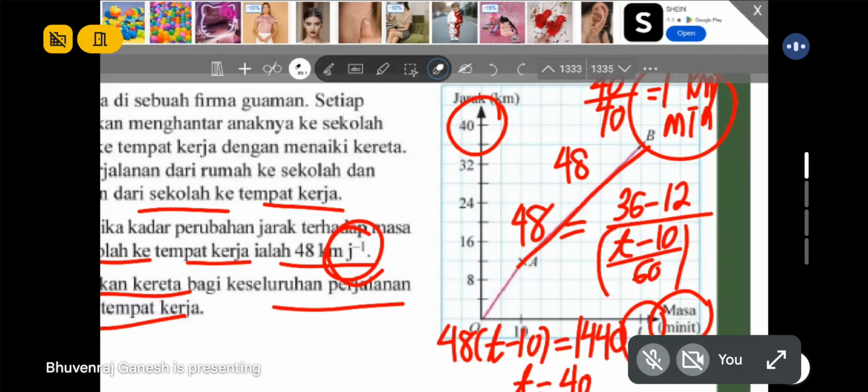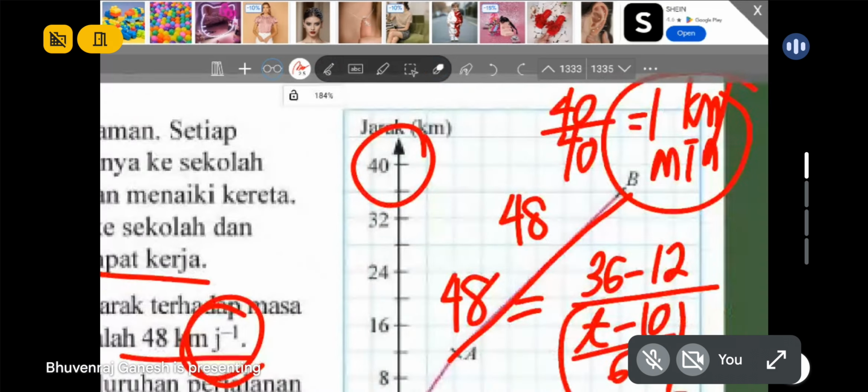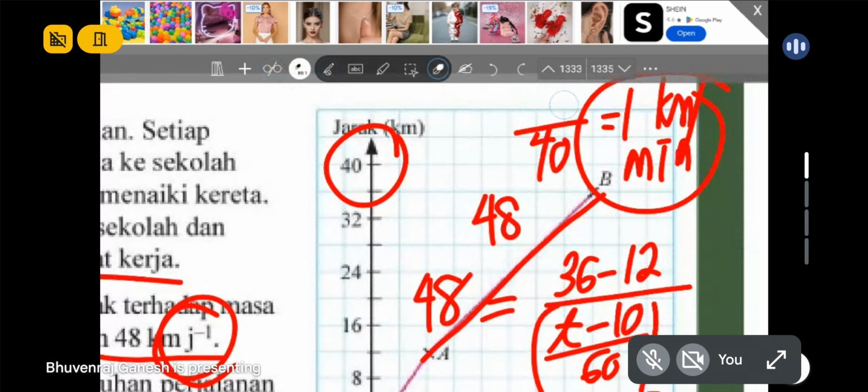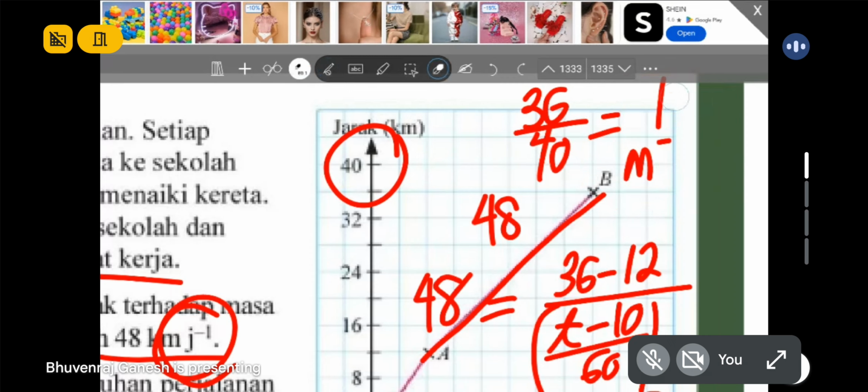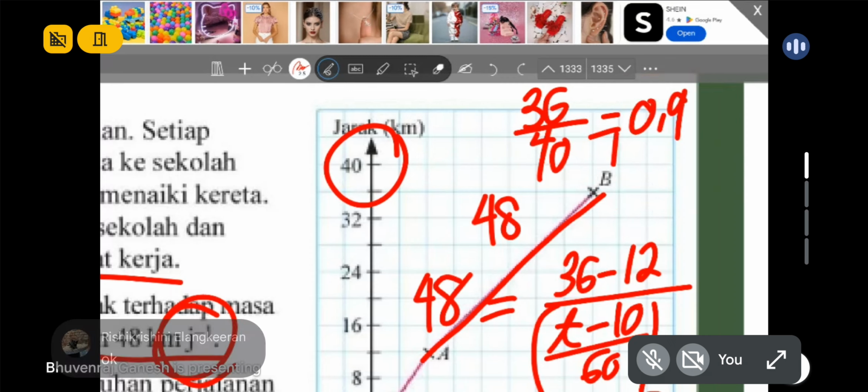The distance is actually 36, you know. Sorry, I saw the graph wrongly. It's 36 over here. Mistake. Okay, 36 over 40 is actually how much? You should get 0.9. Okay, this one 0.9, correction guys. Ada silap. Okay, because the graph goes until 36, 0.9 km per minute.